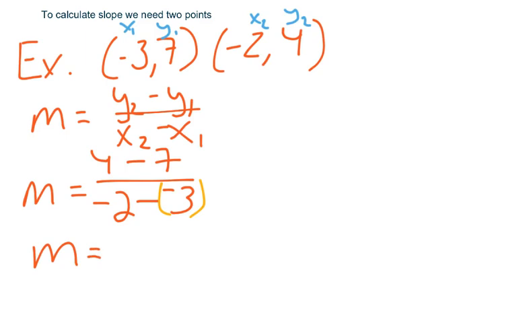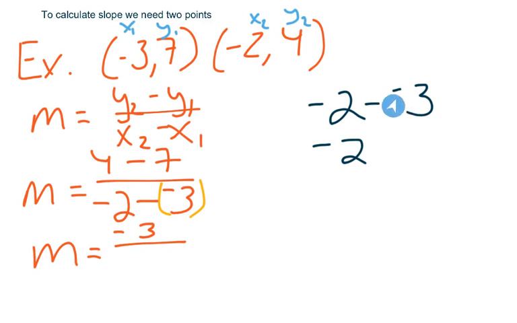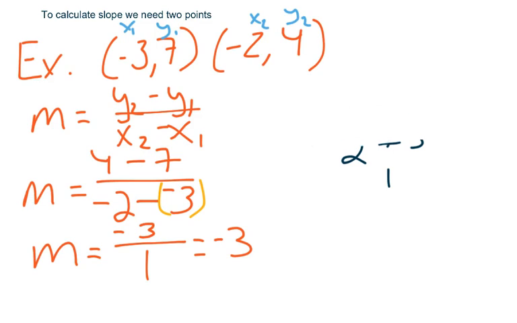So 4 minus 7 is negative 3, and then be careful. If you think back to one of our earlier lessons, there's no such thing as subtraction. There is just addition of the opposite. I'm going to do a little bit of scratch work over here. The opposite of negative 3 is positive 3, and negative 2 plus 3 is 1. So this is a 1. And then negative 3 divided by 1 is just negative 3. So the slope there is negative 3.